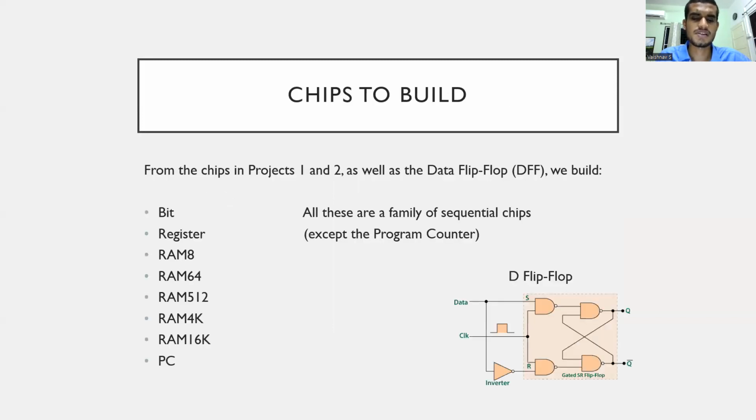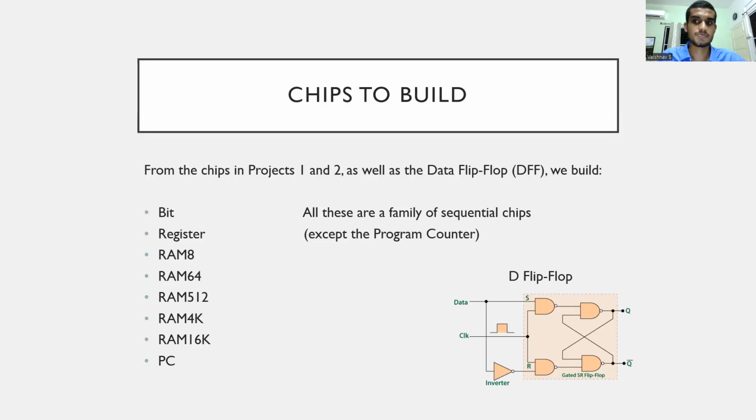So here are the chips to build. To build these chips, we need to have a good knowledge of the chips in projects 1 and 2, as well as the data flip-flop, which is a particular flip-flop which can store temporary data in digital systems. And from these elements, we build these 8 chips in total, out of which the first 7 can be treated as a family of sequential chips.